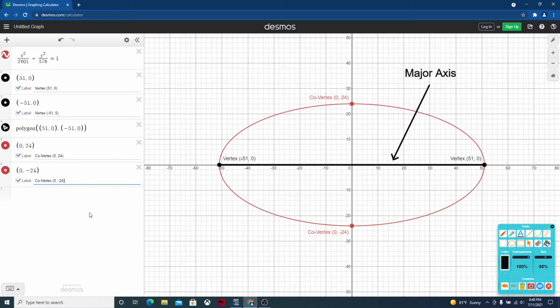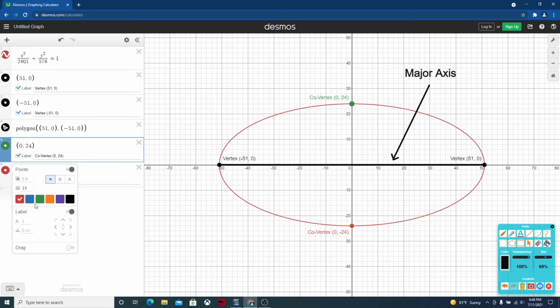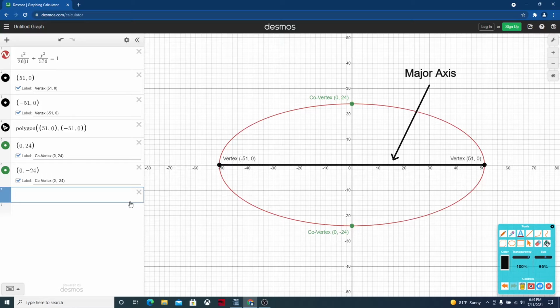Okay, and in actuality, I want to make those green. I don't want to make them red. Try that again. There we go. So there's green. And there's green. Okay, and so those are the co-vertices of the ellipse.